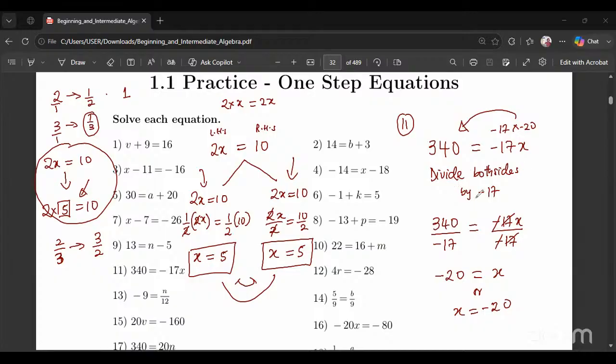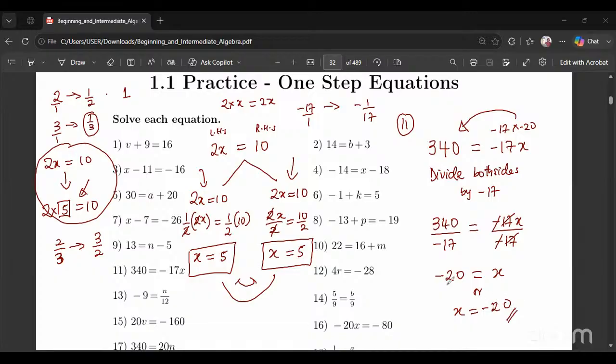Another way you can solve this problem using the multiplicative inverse is to multiply both sides by the multiplicative inverse of negative 17. What's the multiplicative inverse of negative 17? Negative 17 is the same as negative 17 over 1, so that would be negative 1 over 17. So you can multiply both sides by negative 1 over 17, and you still end up having x as negative 20. And that's your answer.